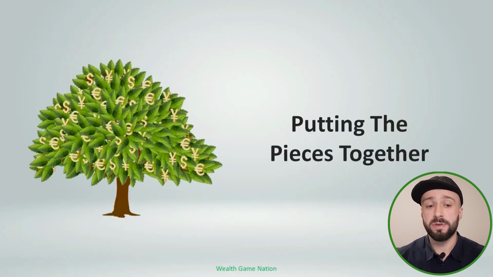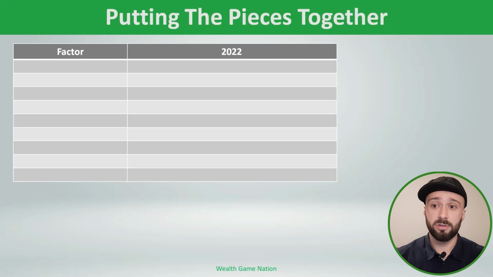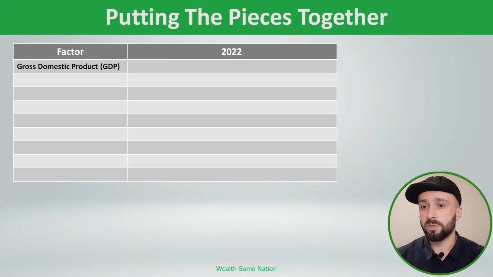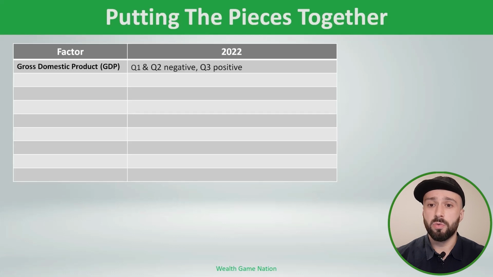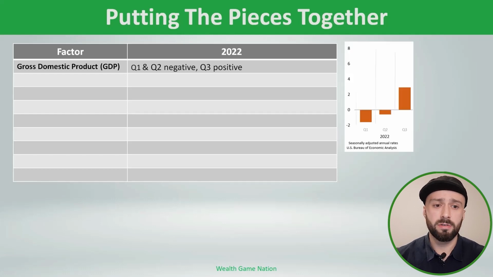Now, let's put the pieces together. So we will look at the factors and how they played out in 2022. Number one, gross domestic product, or GDP. Q1 and Q2 were negative, Q3 was positive. Q4 is still outstanding. We will get this data next month. If we look at the graph on the right side, two quarters, as I said, Q1 and Q2, have been a little bit beneath the zero, and Q3 has been a little bit above zero.